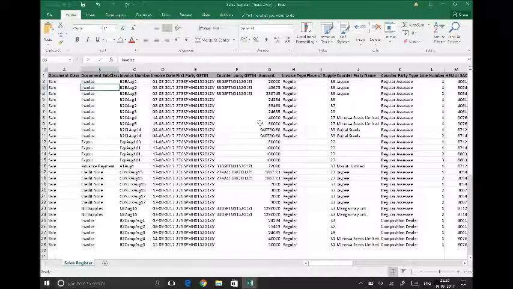In table 3.2, wherever the counterparty type is set to composition dealer, those transactions will also be considered to be reported in this table. Now, this table reflects all the unique places of supply and the total taxable sales made into these places of supply and the IGST calculated on them.